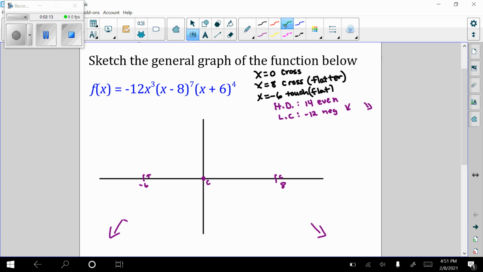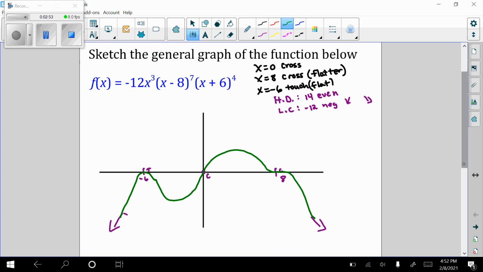Okay, so remember at basically all of these except x equals 0, they're going to be a little bit of a flatter 0. So at -6, I'm going to have kind of a flat touch there. So then at 0, not going to be terrible. And then at 8, it's going to be somewhat of a flatter 0 because of the number of multiplicities you have. So there's a sketch of that graph.